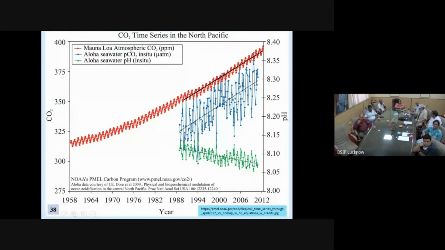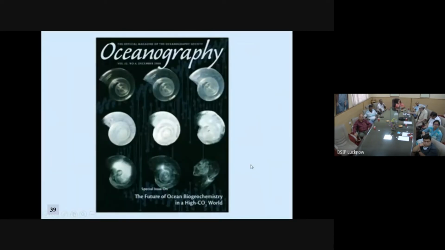The red curve here, that's the Mauna Loa atmospheric CO2, and that's interesting enough. But I think more important to us is the dissolved CO2, and even more important there is the pH, which is going down. This is shown in every talk that I see in the United States. It seems to be a famous cover of Oceanography magazine.